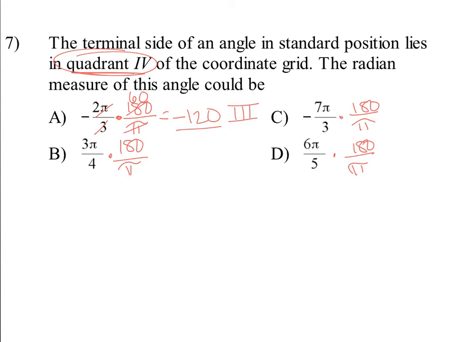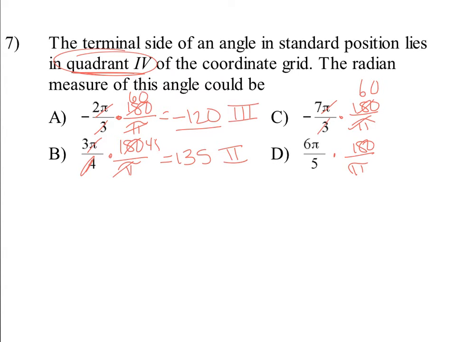Oh, yeah, quadrant 3. B, this cancels out. 180 divided by 4 is 45. So 3 times 45 is 135. That's quadrant 2. Continuing on, this is 60 again.